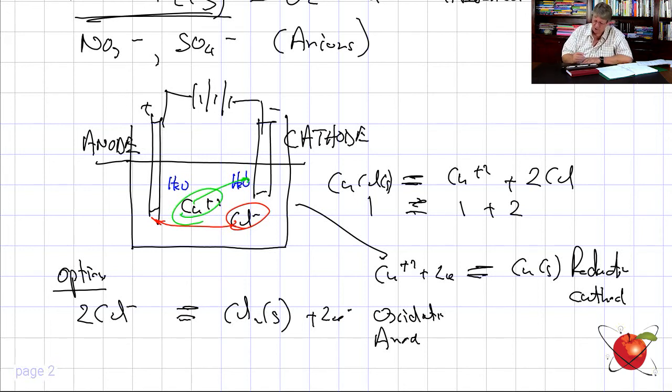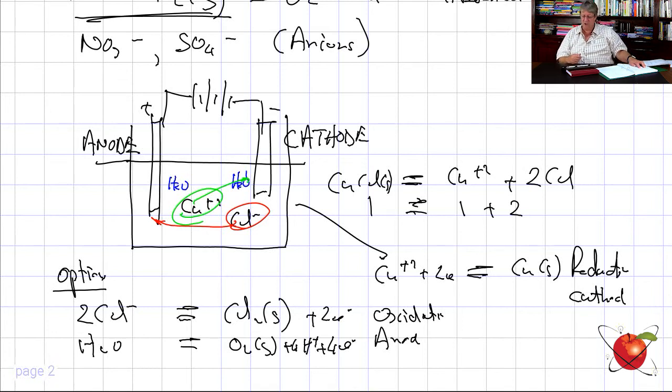So therefore our options are that. But now remember, we've also got the option on this side of H2O going to O2 gas plus 4H plus, because we've drawn our diagram. This is the other option we've got. And the other option on the cathode side is the hydrogen. We've got the other option over here. I just want to write it here.